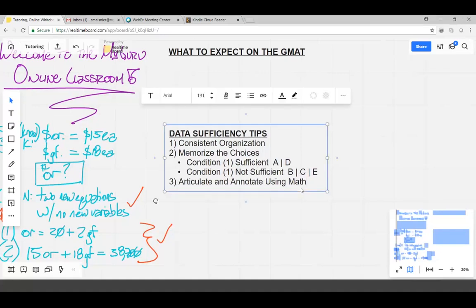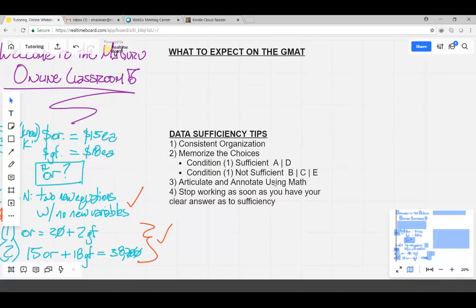So really, that's probably the fourth thing to add to the sufficiency tips here, is to stop working as soon as you have your clear answer as to the sufficiency. Because it's very easy to end up moving on and continuing further down the line than you really need to on these questions.